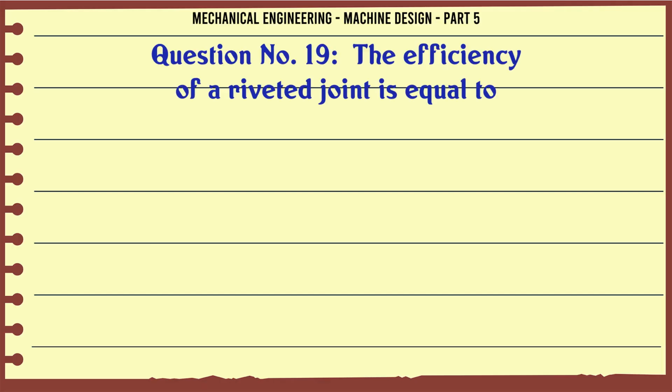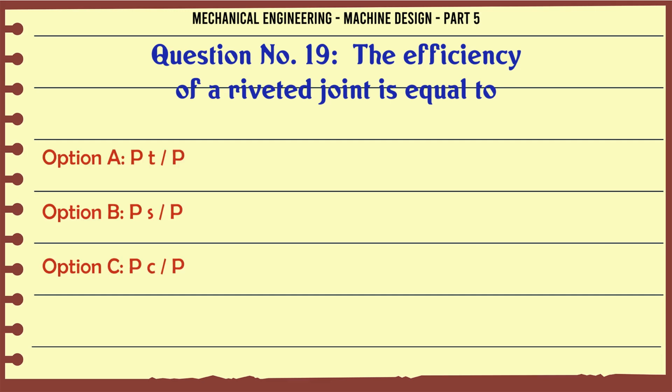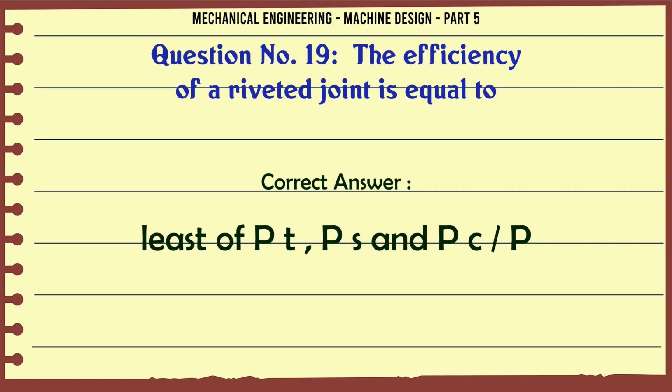The efficiency of a riveted joint is equal to A. PTP, B. PSP, C. PCP, D. least of PTPS and PCP. The correct answer is least of PTPS and PCP.